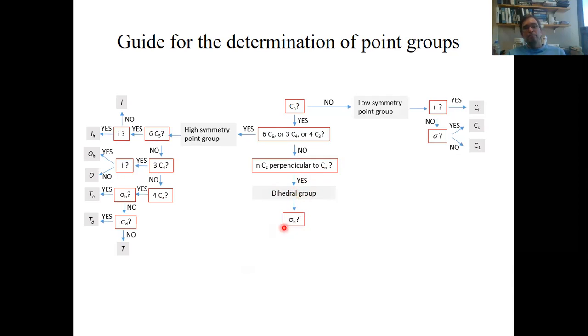So the first question would be, is there a sigma h mirror plane? If there was a sigma h mirror plane, well, the point group would be Dnh. If not, we would ask, are there dihedral mirror planes? If that is so, our point group would be Dnd, and if not, our point group would be Dn. So now we have probed for all the dihedral point groups that there are.